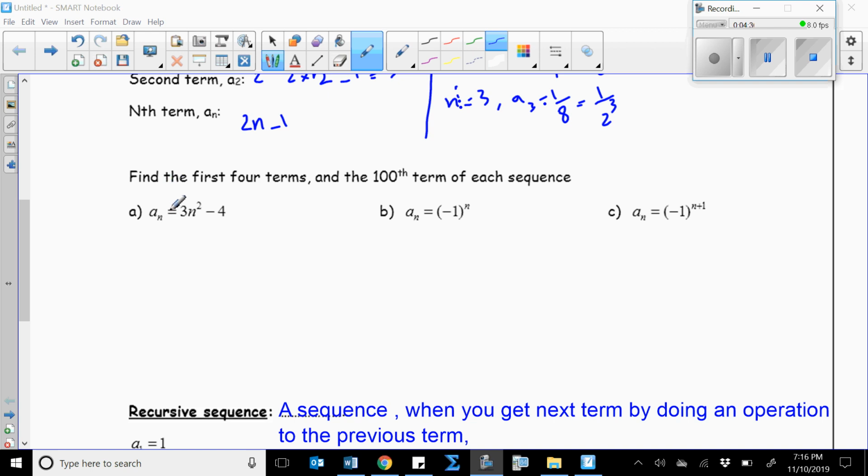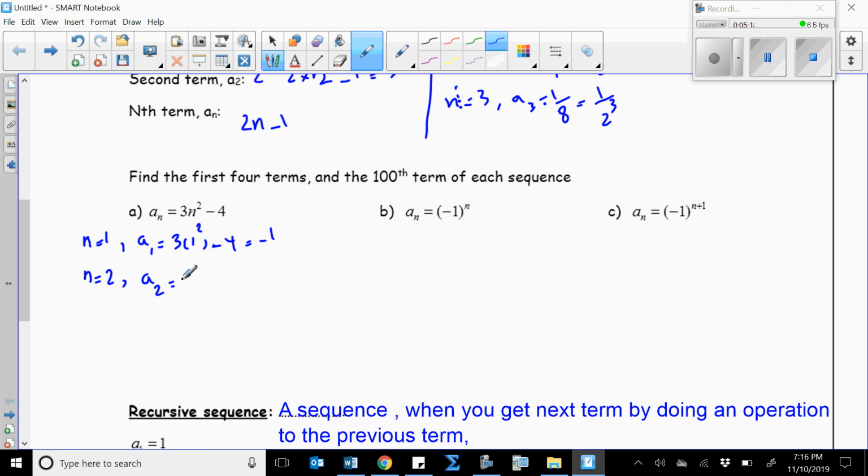Let's look at the next problems. In these problems, we need to find the first 4 terms and the 100th term of the sequence. I know that each term is related to the number of that term. So if I want to find the first term, that's when n equals 1. So A1 will be equal to 3 times 1 squared minus 4, which is 3 times 1 minus 4, which is negative 1. That's the first term. For the second term, n will be equal to 2.